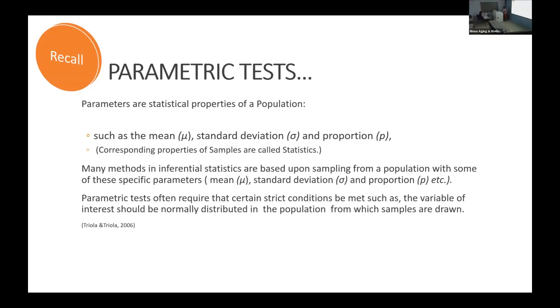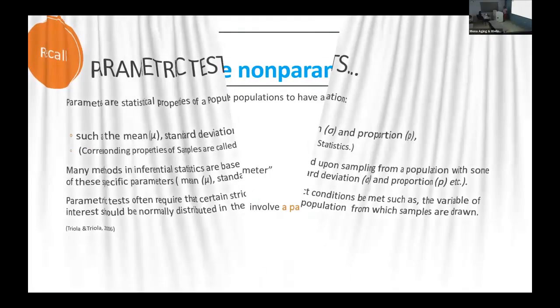And we know that parametric tests often require that certain strict conditions be met. One of those strict conditions is that the variable of interest should be normally distributed in the population from which our samples are drawn. So we've met that in the past.